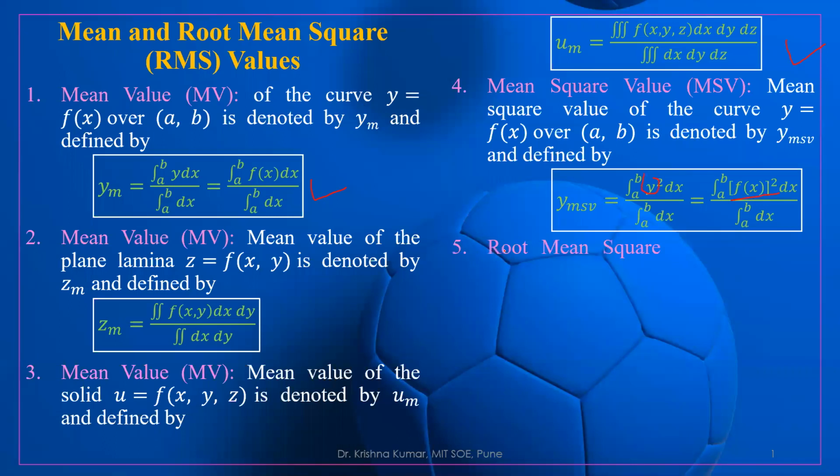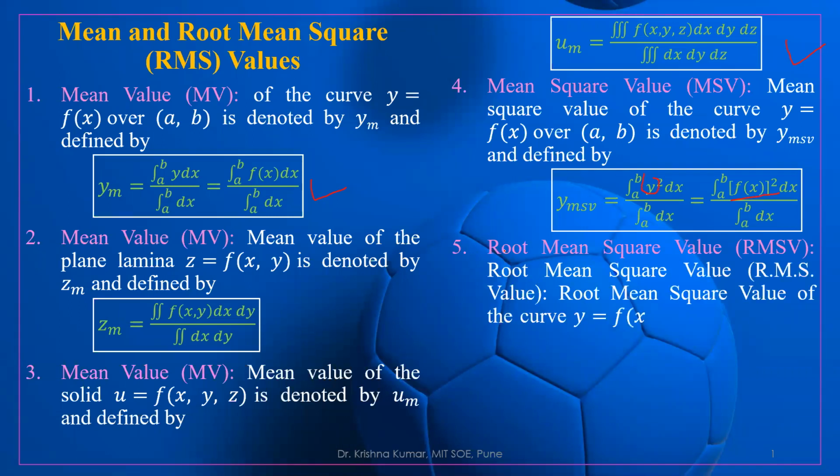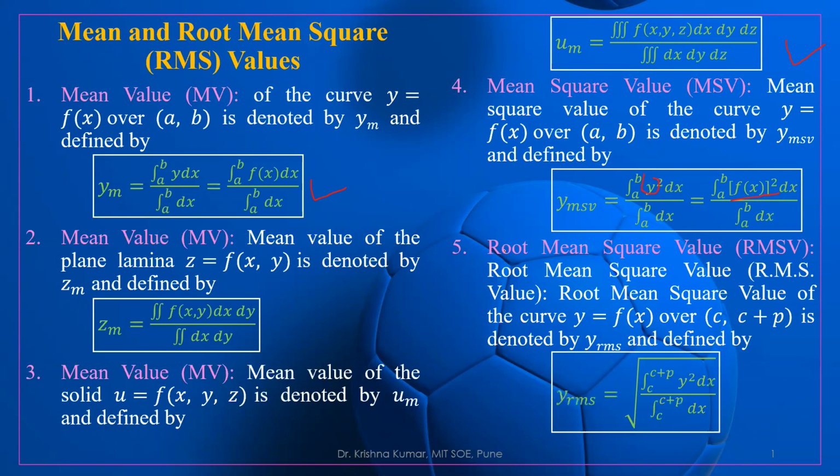Next, root mean square value. Root mean square value of the curve y is equal to f of x over a to b is denoted by, generally root mean square value is used for periodic functions. Inside the root sign it is nothing but a mean value, and then we take their root. That's why it is called root mean square. We first find the square value, then find its root. So these are the formulas. We have to use these formulas to find the mean and root mean square value.